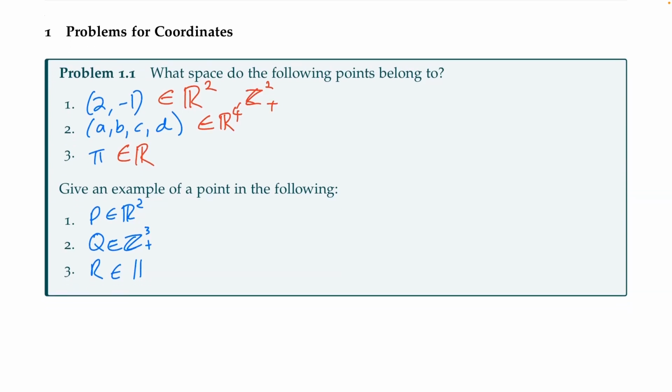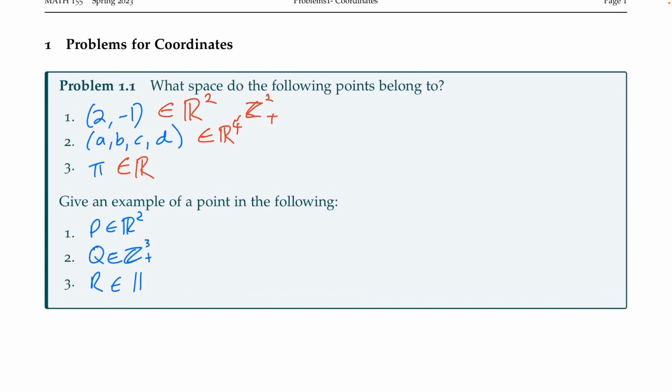If we want to have an example of points in different sets of spaces, P in R2, we've already had an R2 example, but another one, for example, (4.5, -3). Q in Z3 plus: Z, that's going to be the set of integers. We're going to have 3 of them because there's a 3 there. And then the plus here means the set of positive integers. So 1, 2, 3, for example.